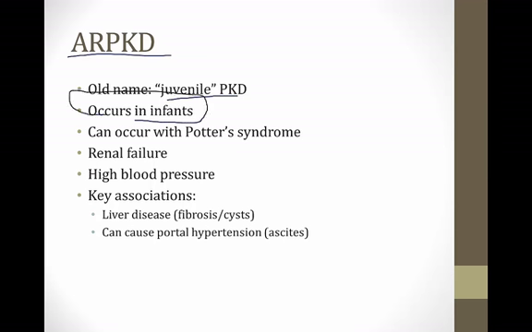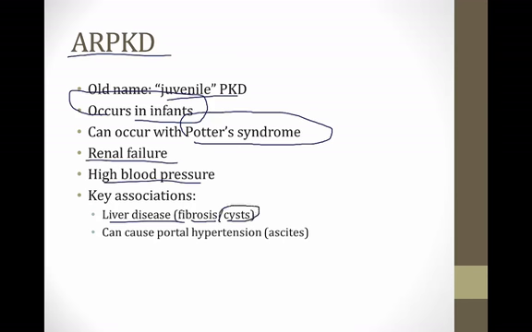If both kidneys are affected, you can get Potter syndrome, like I described before, and the biggest problem among children who have this condition is that they get renal failure and high blood pressure. And it has some other associations that you should know. This includes liver involvement, so there can be fibrosis and even cysts in the liver in babies who have ARPKD, and they also can then develop portal hypertension and ascites from the liver involvement.